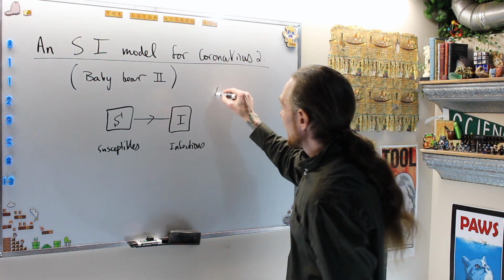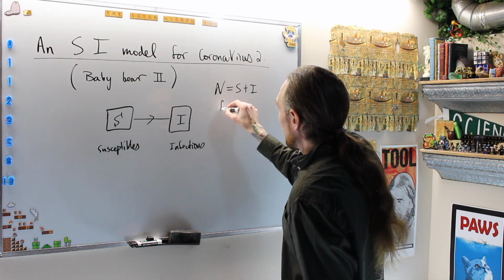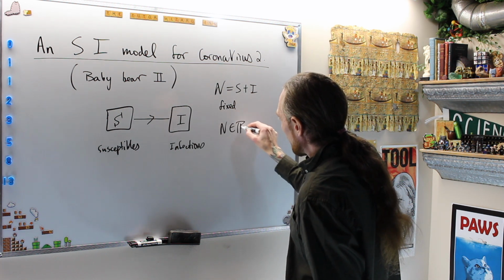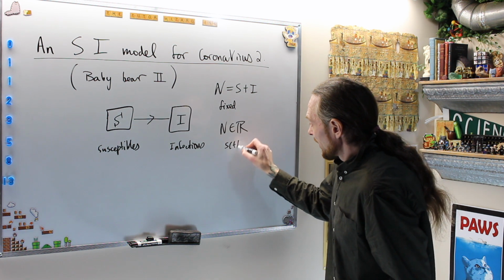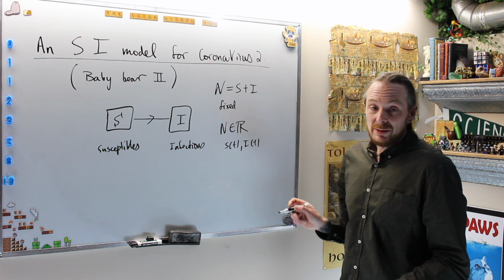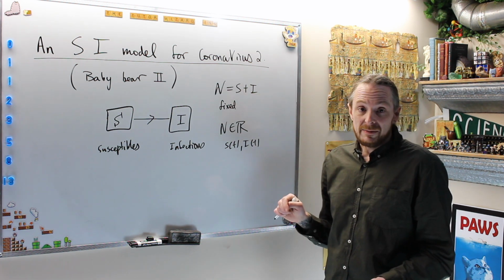What we're going to assume is the total population is S plus I, which is fixed. What that means is N is a real number. The population isn't changing over time, but S of t and I of t are going to change over time, but they're going to be equal to N. They sum to N every time, the total population of the individuals.